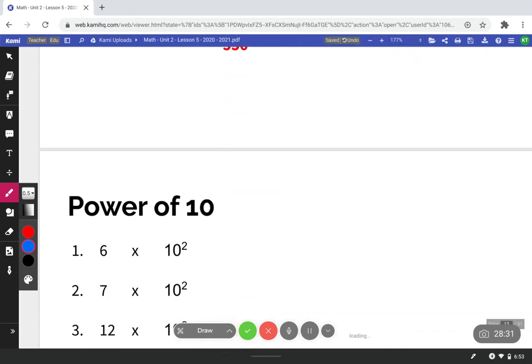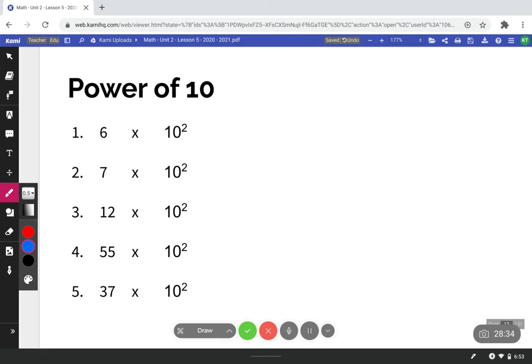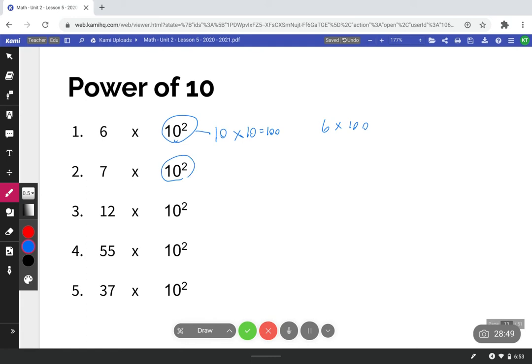And we got all those correct. All right. Oh, we're getting tricky now. 6 times 10 to the power of 2. That is telling us to do 10 times 10, which equals 100. So 6 times 100. 10 to the power of 2. 10 times 10, 100. 7 times, messed up there, 100. 10 to the power of 2. 10 times 10 equals 100.